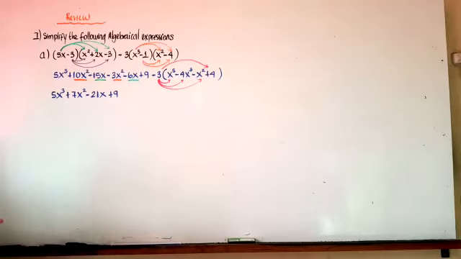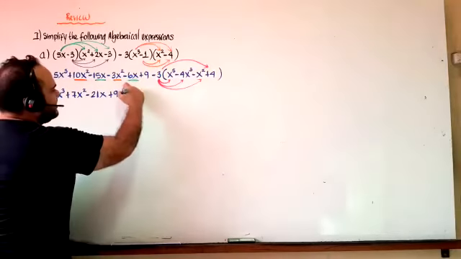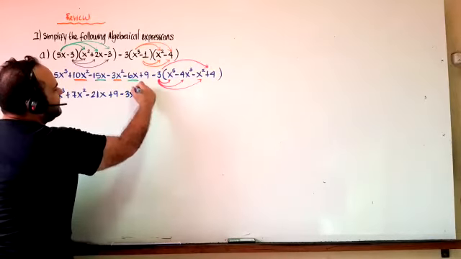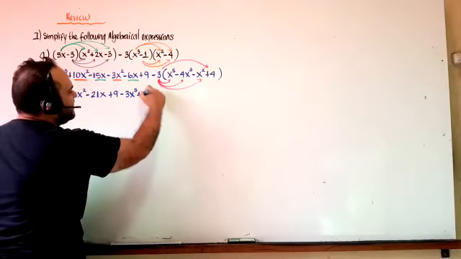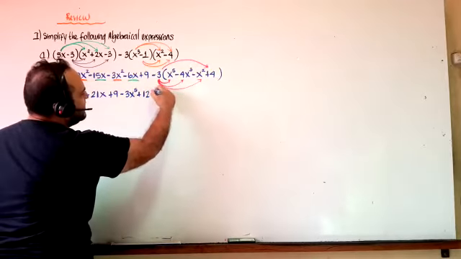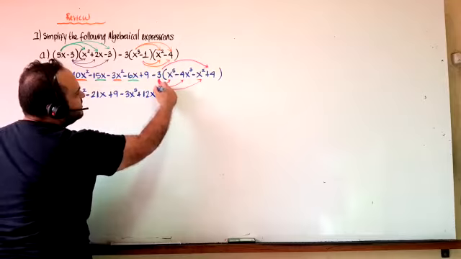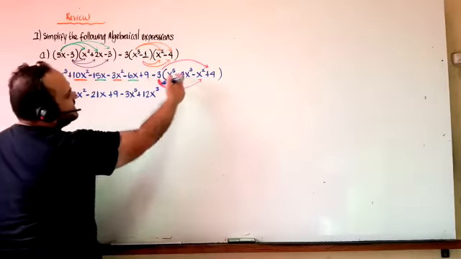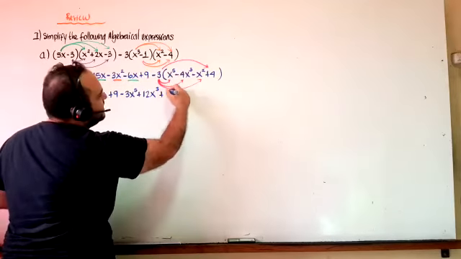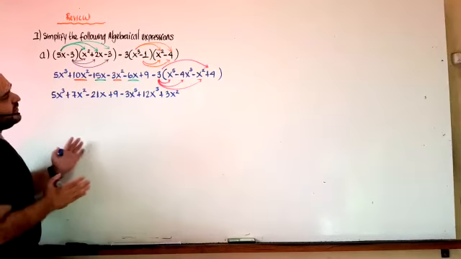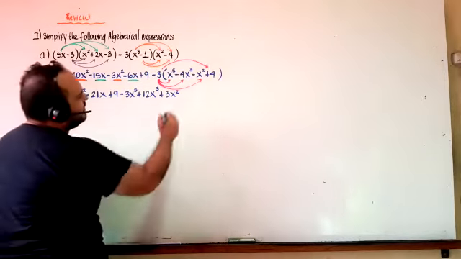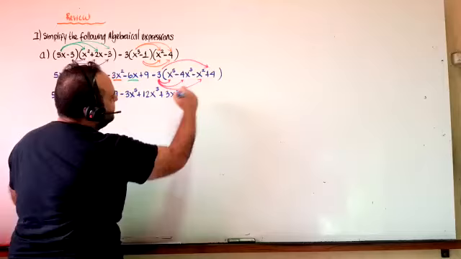Applying the distributive property once again. In this case, it will be -3x to the fifth power. Negative times negative will be positive 12x cubed, okay? Negative times negative will be positive 3x squared. And finally, -3 times 4 will be -12.